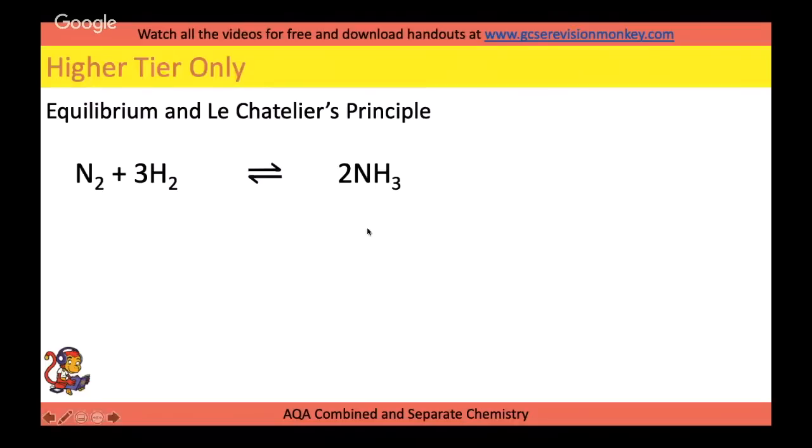So first of all, equilibrium and Le Chatelier's principle. Let's look at this example here. You've got an example where you've got two gases reacting. So you can think about what things can affect the rate of reaction in gases. We've got nitrogen reacting with hydrogen in a reversible reaction to produce ammonia. And for separate scientists, this is also the equation for the Haber process.